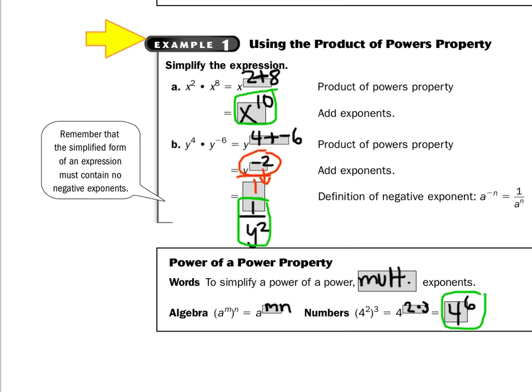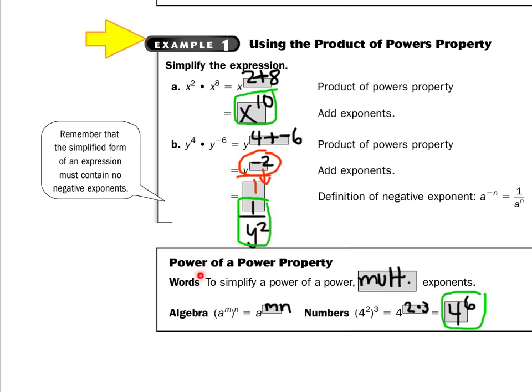Now remember, this is where we have to make the baby happy. So draw the diving board, put a 1 in the pool, and then grab the parent and the baby and put them down in the pool. So this would give you 1 over y to the 2nd power. And then you're done because the little exponent is happy.